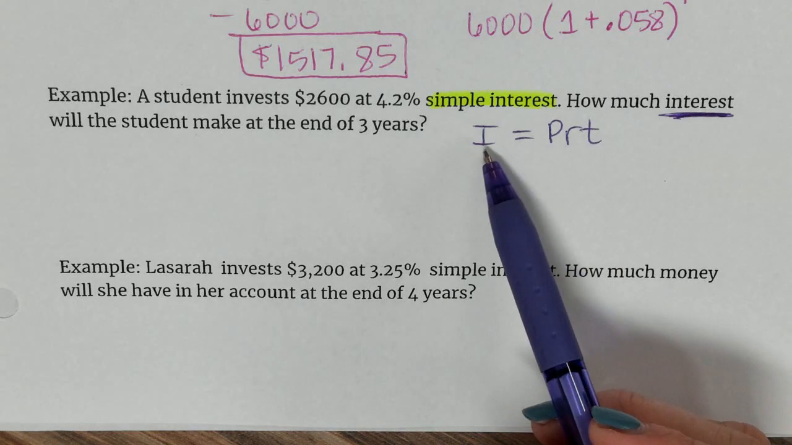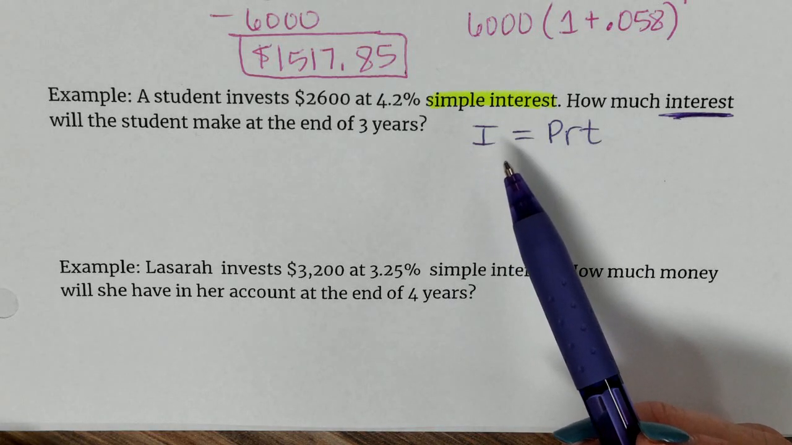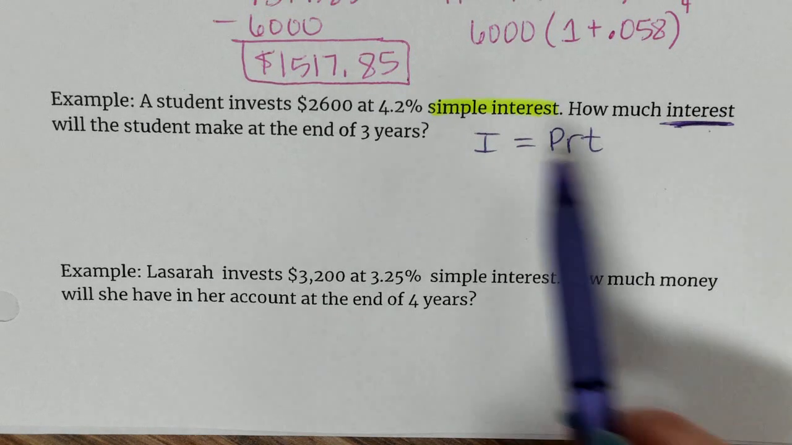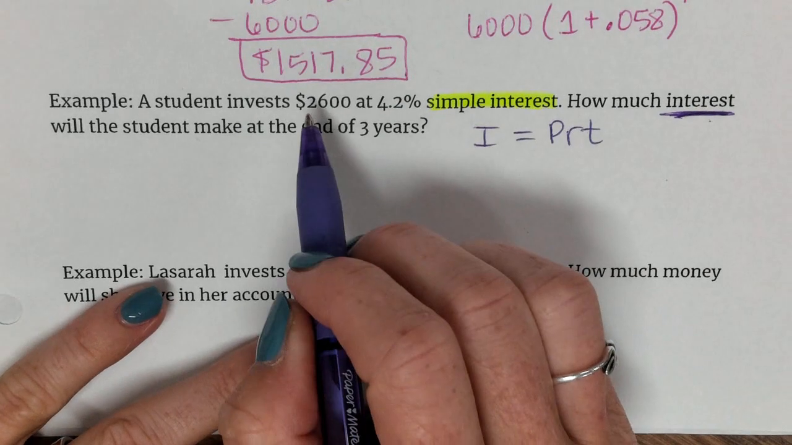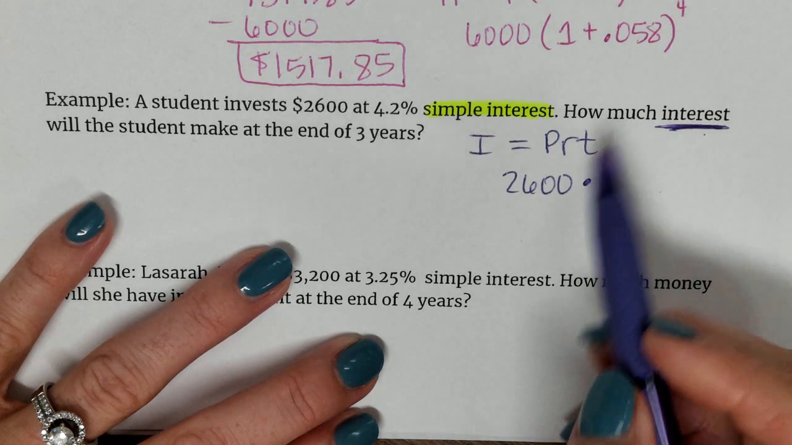What does this formula solve for? I don't hear y'all. Interest. So will this give me the answer? Yes, it will, because it says how much interest, and it solves for interest. So here we go. P, what is the starting amount? 2,600 times, what is the rate?